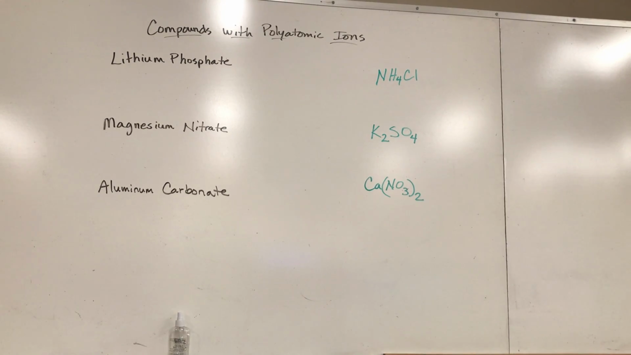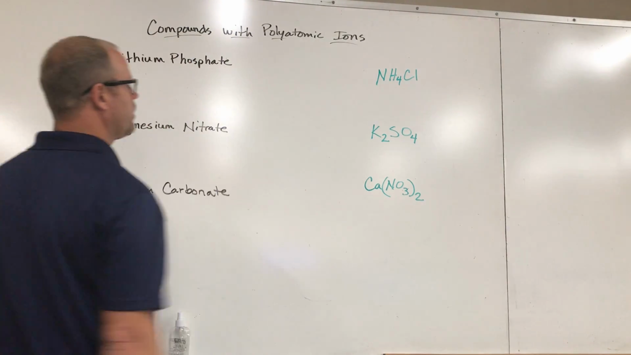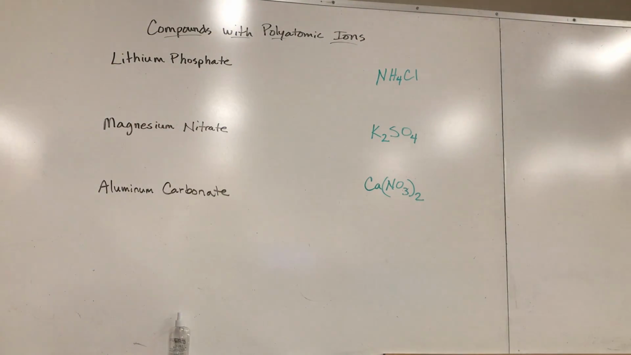Let's move on and take a look at compounds with polyatomic ions. Now the word polyatomic means we have an ion that's really a combination of several atoms put together, many atoms. These combinations are things you just have to get used to looking for. Some of them are very common.